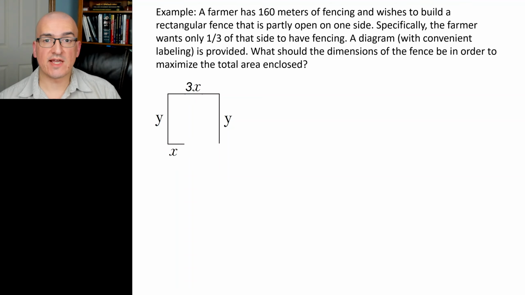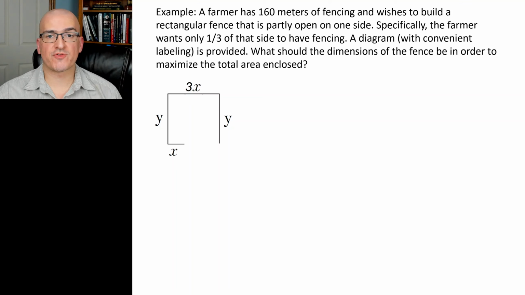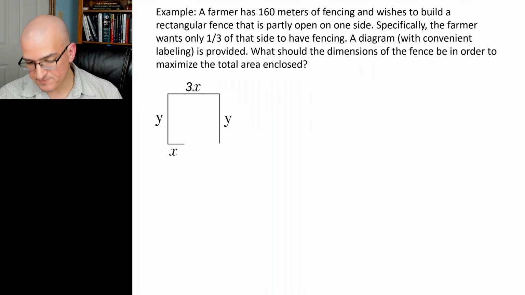So the question is the same. What should the configuration be? Should this one be a square? Should I have more going up and down or more going left and right? Like what should the geometry of this fence be in order to maximize the area enclosed?